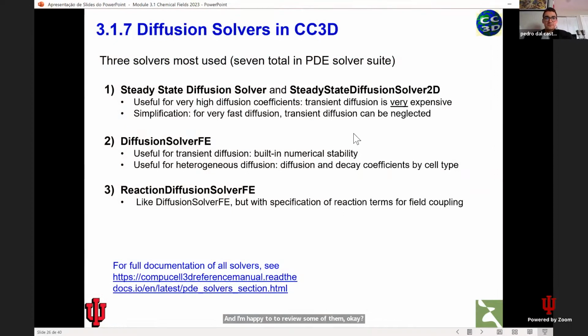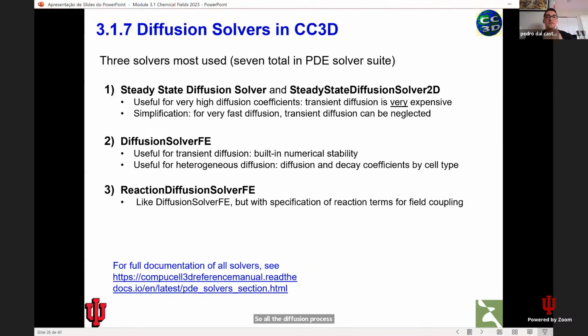In CompuCell, we have some diffusion solvers. These are different methods for solving the diffusion equation in CompuCell. You can take a look at the documentation to see all their capabilities. Today we will focus on the diffusion solver FE, which models the transient diffusion, so all the diffusion process you can get from the solver.